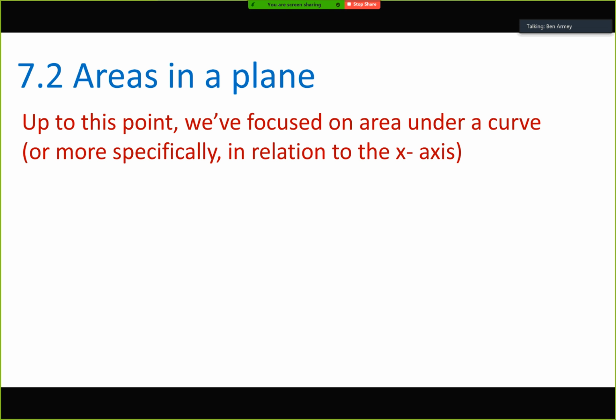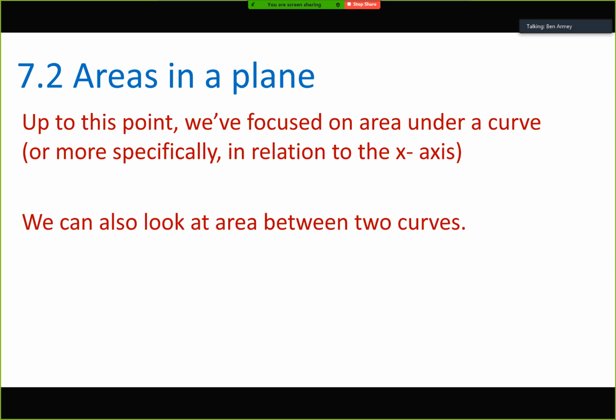Well, I got to unfreeze so you can actually see what I see. There we go. Up to this point, we focused on area under a curve, more specifically in relation to the x-axis. If it's above the x-axis, we do our integral. That gives us the area from the x-axis up to the curve. If our curve is below the x-axis, it gives us a negative of the area that's below the x-axis.